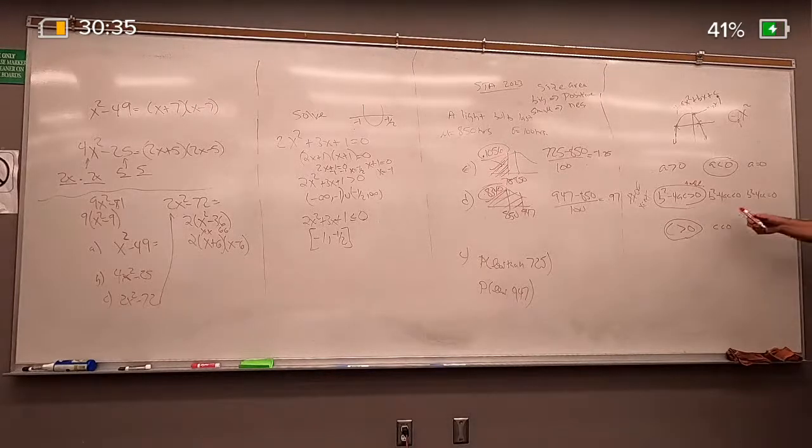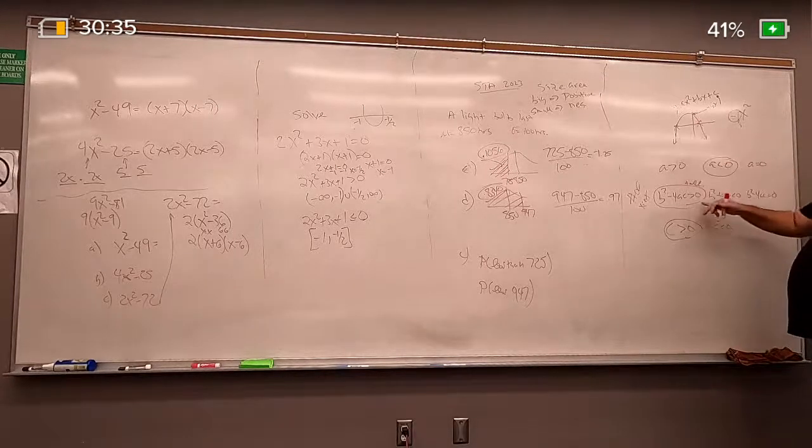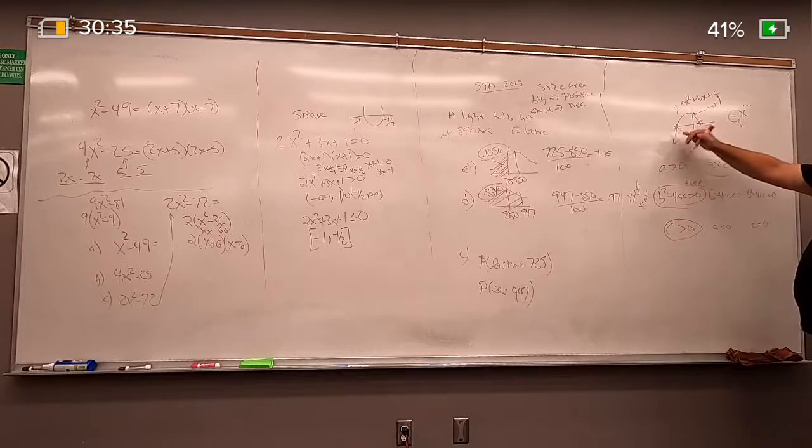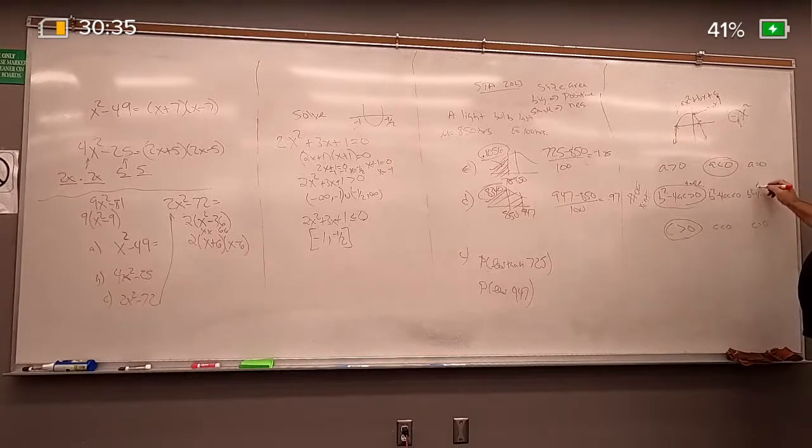The discriminant tells me how many times it crosses the x-axis. Greater than 0 means it crosses twice. Equal to 0 means it crosses once. Less than 0 means none at all. All right.